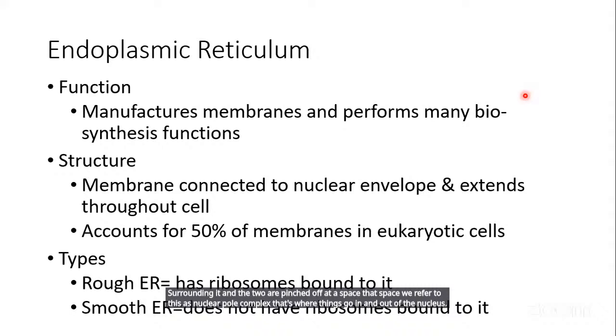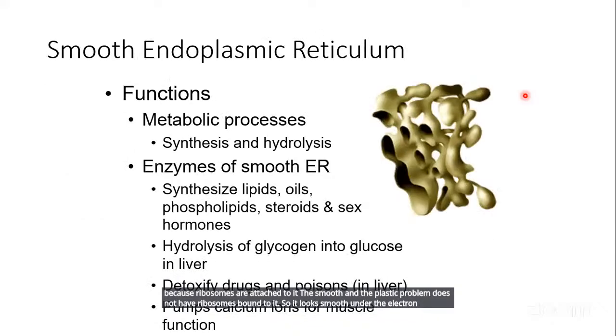So the space between the two membranes that make up the nuclear envelope is continuous with the lumen, that is the center of the rough endoplasmic reticulum. The rough endoplasmic reticulum looks rough under the electron microscope because ribosomes are attached to it. The smooth endoplasmic reticulum does not have ribosomes bound to it, so it looks smooth under the electron microscope.